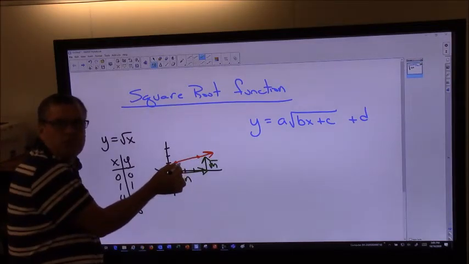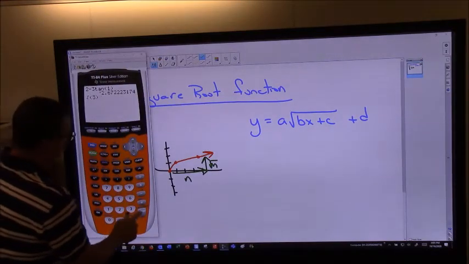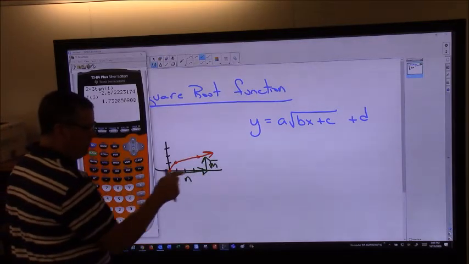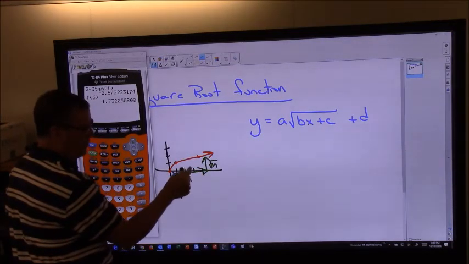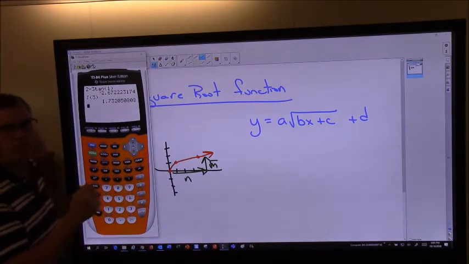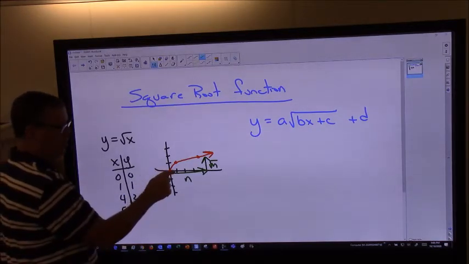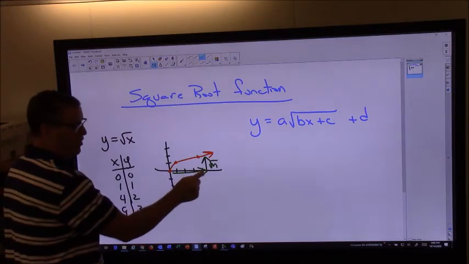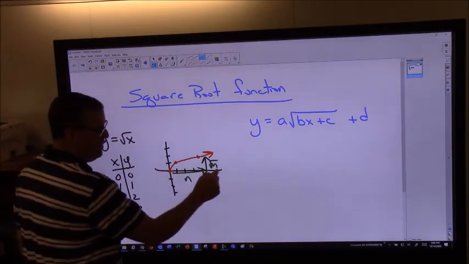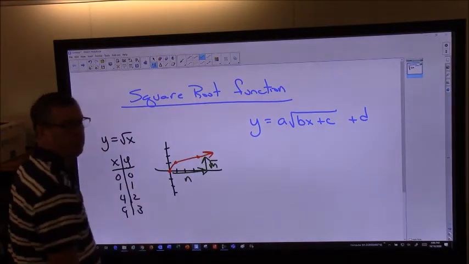Now, I don't want to choose 3 because it's not an easy number to work with. But if I did, the square root of 3 is about 1.7. So if I was to go 3 units over from this starting point, I have to go up 1.7, and there's going to be a point right there on the graph. Now, I'd rather pick something easy. If you go over 1, the square root of that's 1. If you go over 4 units, the square root of that's 2, so I go up 2 units to get a point. And if I went 9 units over, the square root of that's 3, I'd go up 3, and there's going to be a point there that will be on that graph.